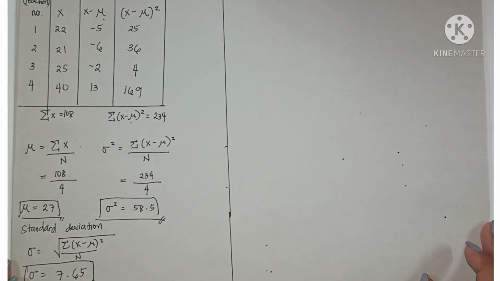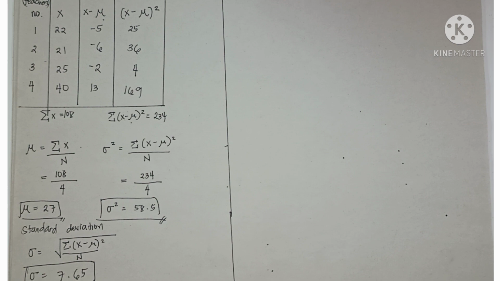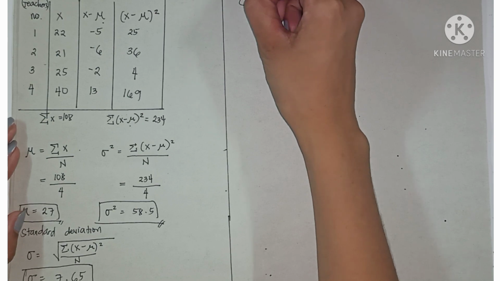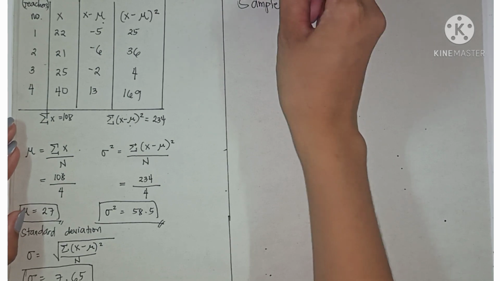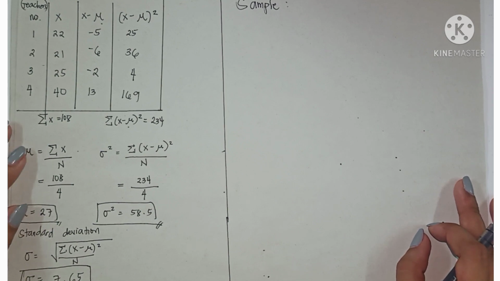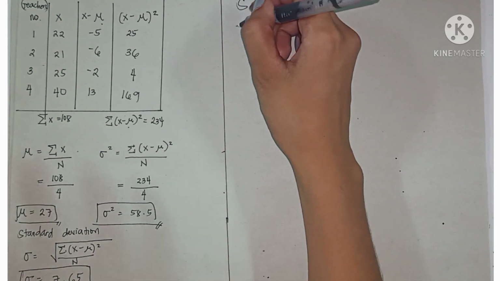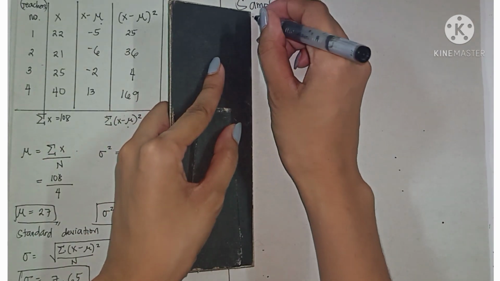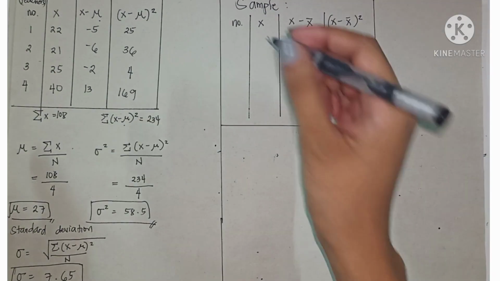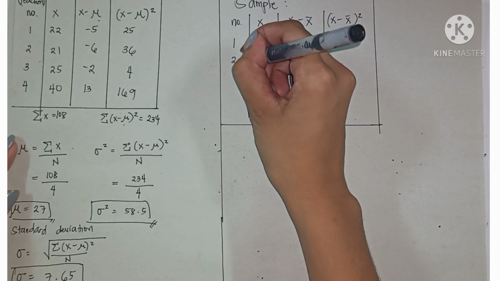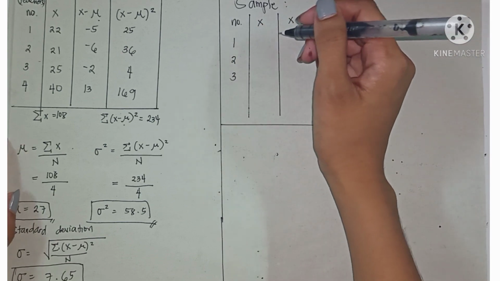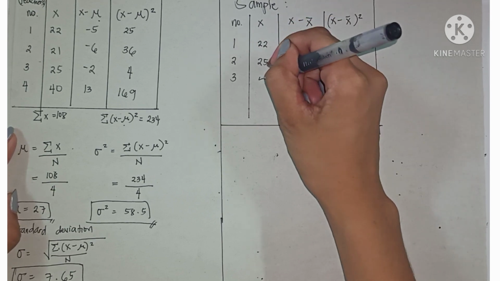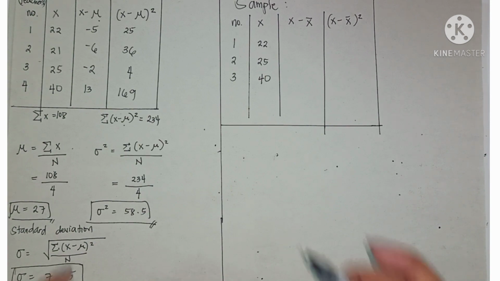Okay? So ngayon, to find the mean, variance, and standard deviation, kailangan ulit natin ng table. So again, this is for the sample. So kailangan natin ulit ng table. So ilan ulit yung meron tayo ngayon pagdating sa sample? So meron tayong 3 data. So 1, 2, 3. So yung value ng x natin or yung age nila is 22, 25, and 40.